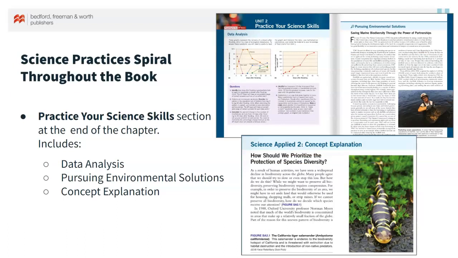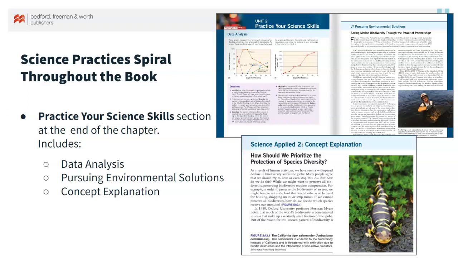We continue to spiral the science practices throughout the book. At the end of each unit, you'll find the Practice Your Science Skills feature, which gives students opportunities to gain experience answering questions related to the science practices, building their mastery and confidence for the exam.